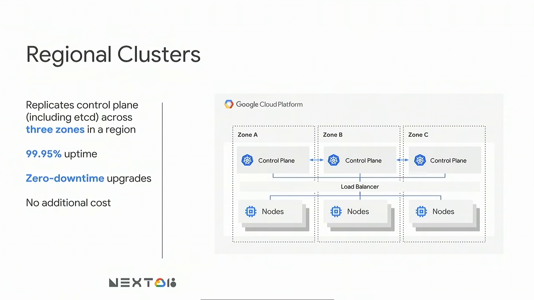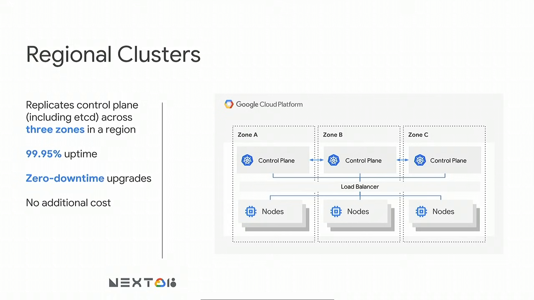The other concept around high availability is what we call regional clusters. This is a multi-node control plane that spreads both the Kubernetes API server and all of the control plane components, along with etcd, across 3 zones in a region.